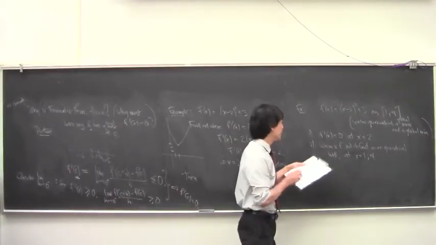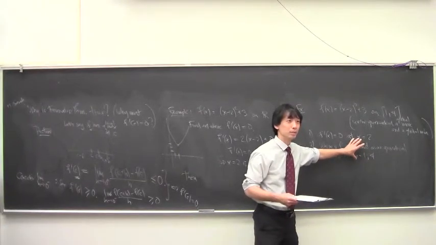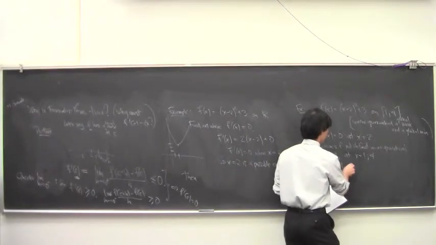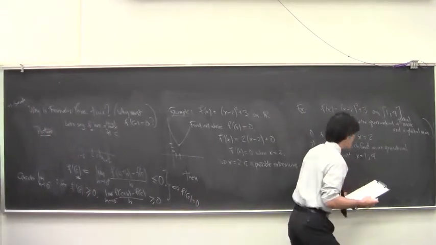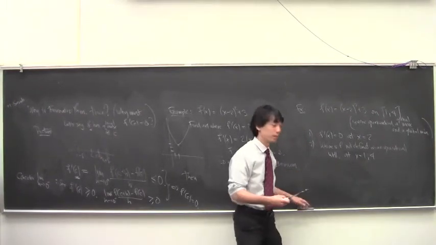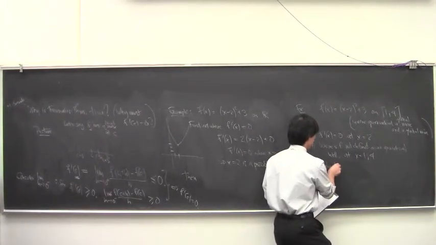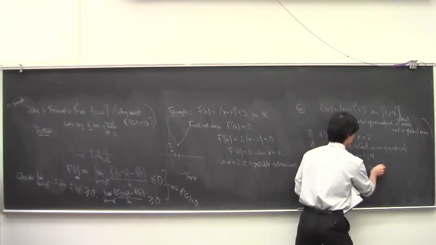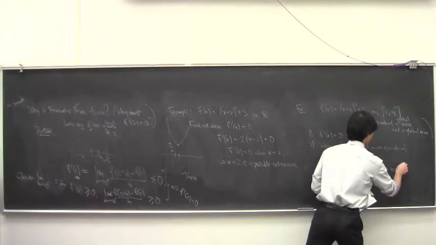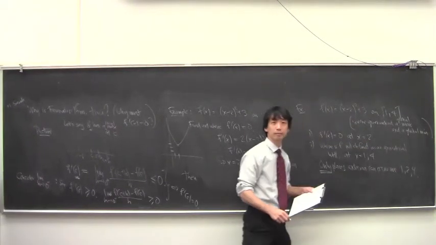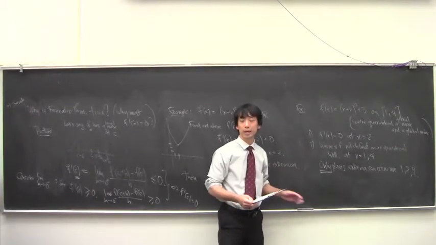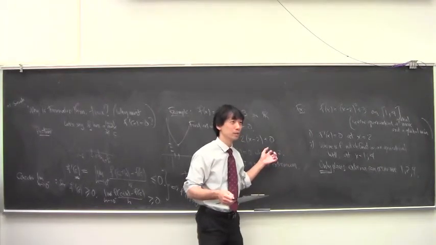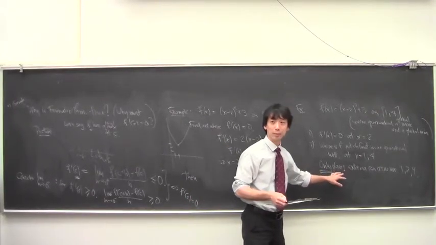In any case, what does this tell us? These are the possible locations for extrema. It's not just that they're possible, they're the only possible places. The only places extrema occur are 1, 2, and 4. I should make that clear. It's not just that it's possible, that's the only possible place. These are the only possible places.